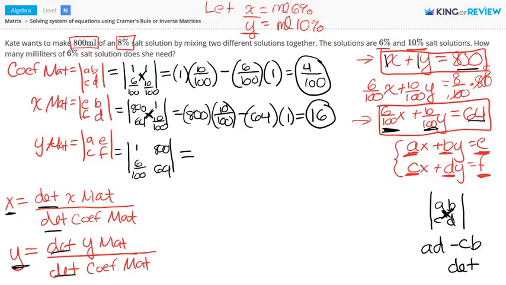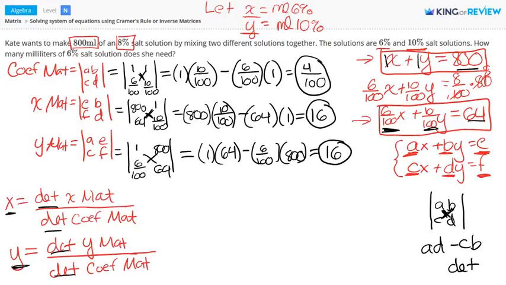And now let's do the y matrix. We'll take the main diagonal, so 1 times 64 minus the product of the entries in the other diagonal, 6 over 100 times 800. So we have 1 times 64 minus 6 over 100 times 800, and when we work this out, this is equal to 16.